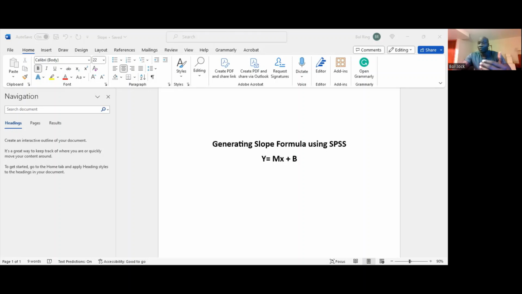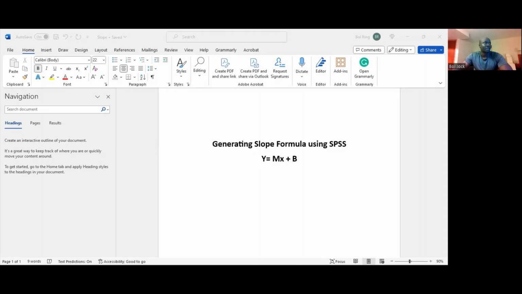Here we are running a multiple regression on SPSS. Again, we have the formula y equals mx plus b. The b is the y-intercept, and the m is the slope, right? The slope formula, and the y is the dependent variable, right? So with that, let's go ahead and see how we can generate that on SPSS, right?